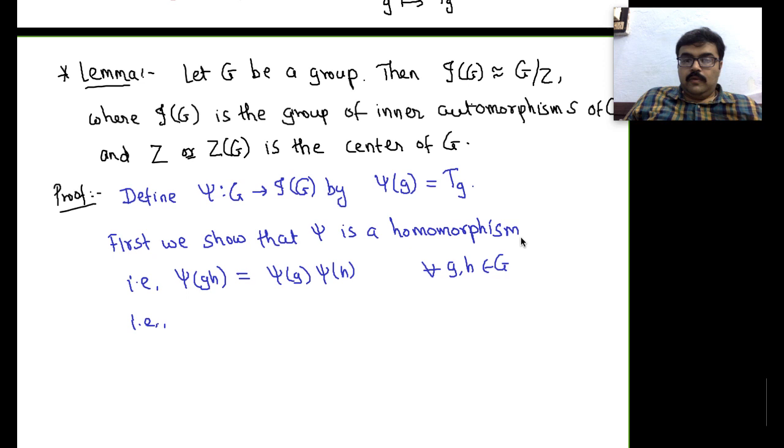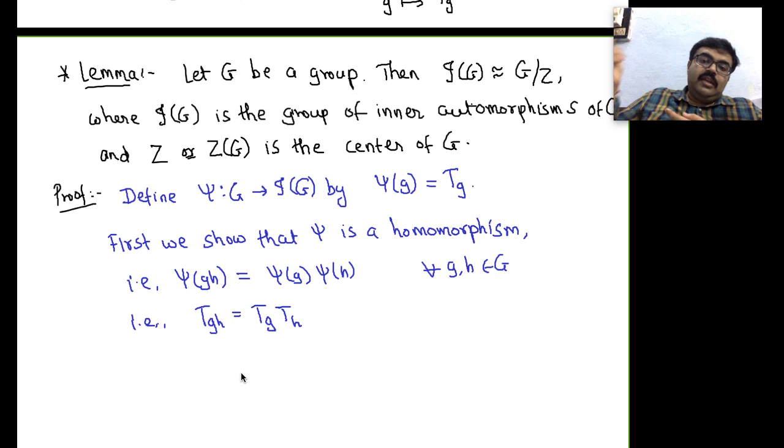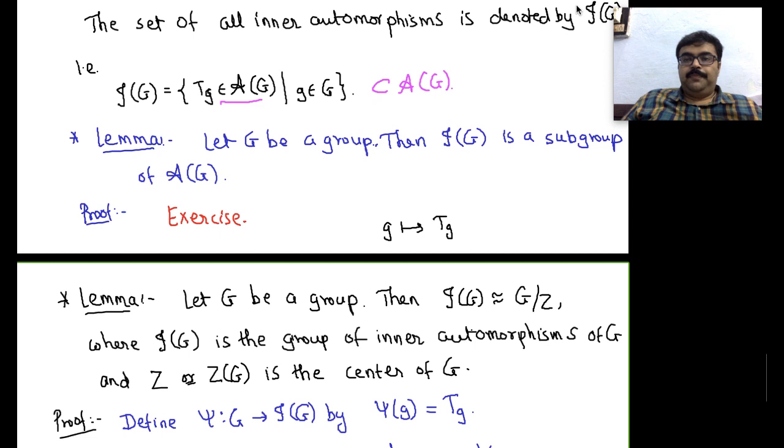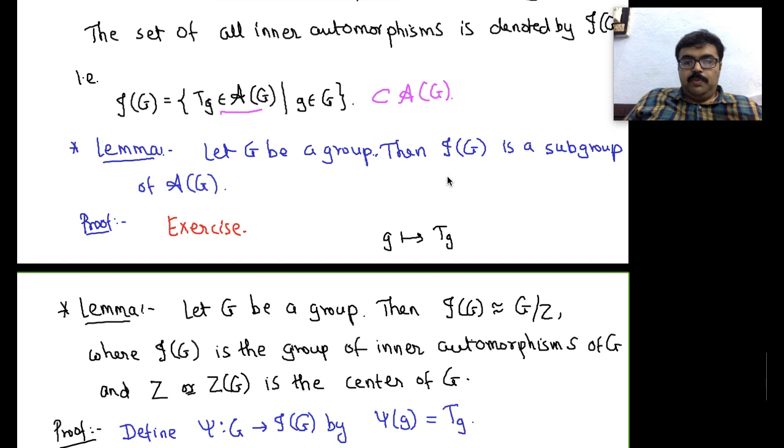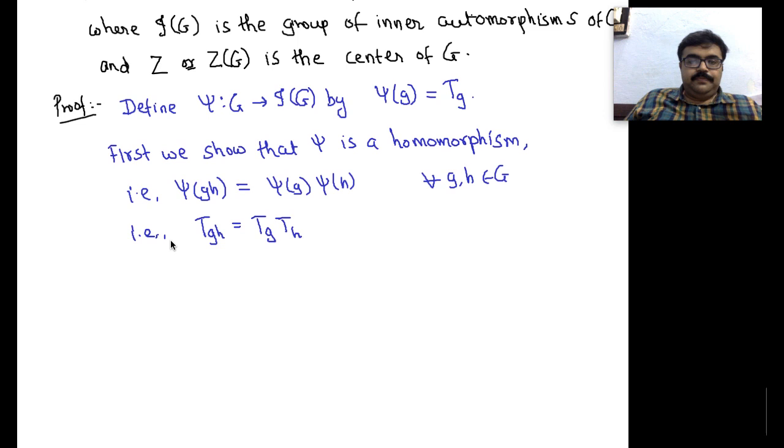Psi of gh is nothing but Tgh, which equals Tg Th. That means the composition of two inner automorphisms, Tg composition Th, is again an inner automorphism, which is nothing but Tgh. So the inner automorphism corresponding to g, composed with the inner automorphism corresponding to h, is the inner automorphism corresponding to gh. This follows because what we proved is that IG is a subgroup. Subgroup means if I take Tg and Th, then Tg composition Th gives again an element of IG. Once you have done this, it already follows. So this follows from the above lemma, that lemma is important: show that IG is a subgroup. It's a very easy one. Try to show that.